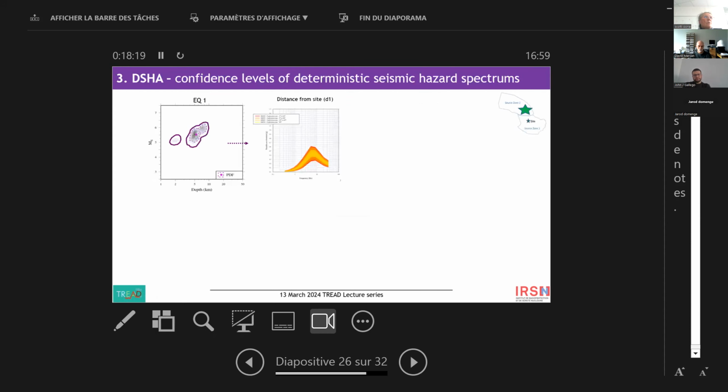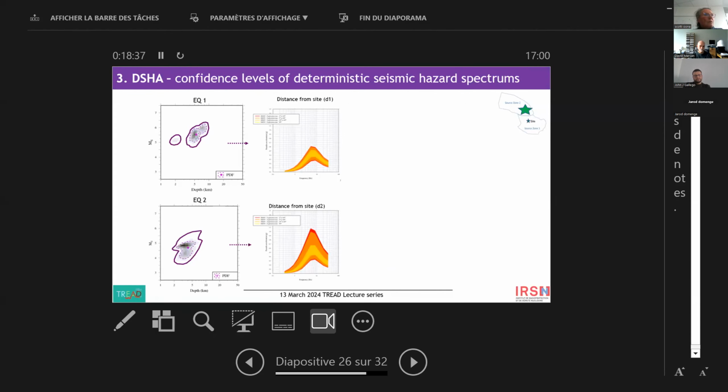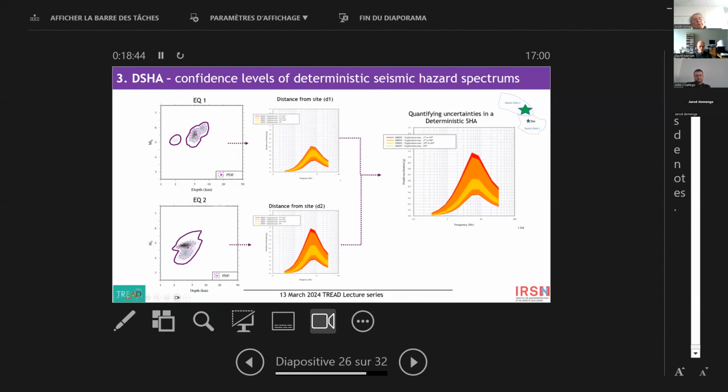What we do is we do it for all the possible values, propagating the weight associated with them. And this is the outcome of that propagation of uncertainty for just one event. If we do it for the second event, we can do the same operation. We have, of course, a different distribution because it's not the same magnitude and distance. And then what we do is we combine the two. And this is our way of evaluating confidence levels of deterministic seismic hazard spectrums.